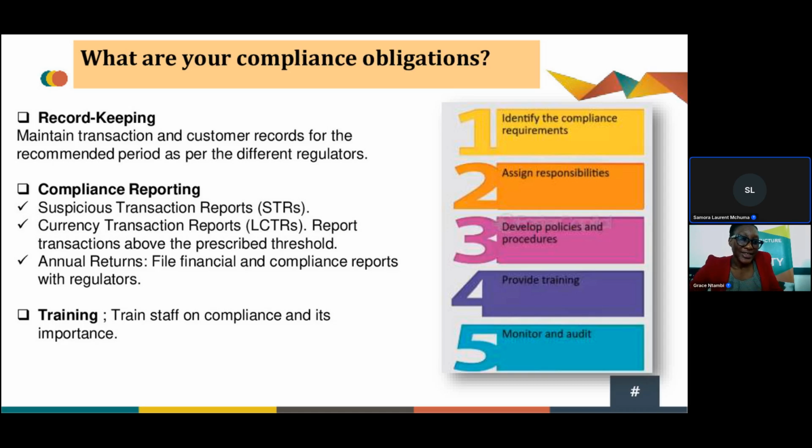Last but not least, we have training staff on compliance and its importance. This is the reason why today we're meeting, to remind ourselves why we should comply and why we should stay in business, because the penalties are suspension of your license, revocation of your license, and fines. You don't want all those legal implications. You'd rather comply with the directives and stay in line, and have your business sustainability and development.